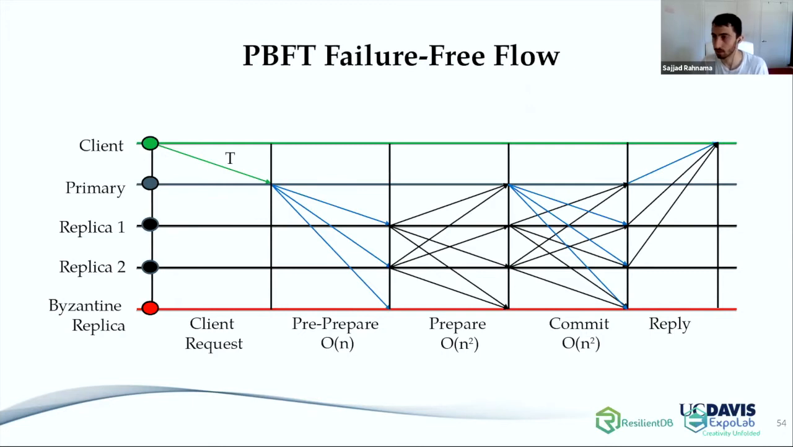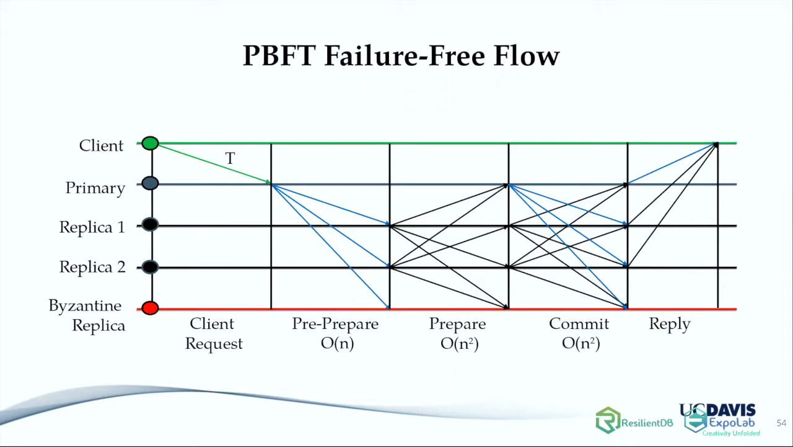Clients are creating requests, sending those requests to the primary, which creates pre-prepare messages and sends them to everybody. Everybody, after receiving the pre-prepare message, creates prepare messages and sends them to everybody. And after that, sends commit messages to everybody. After receiving a sufficient amount of commit messages, they will execute the transaction, add it to the chain, and send the reply back to the client.